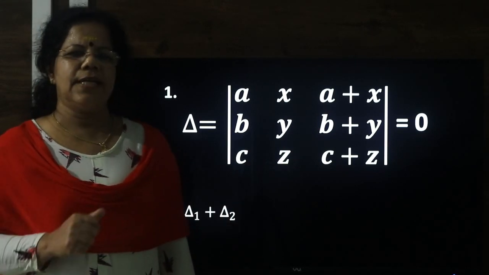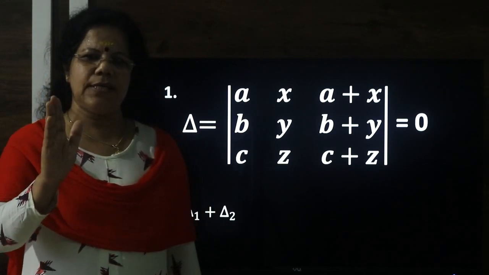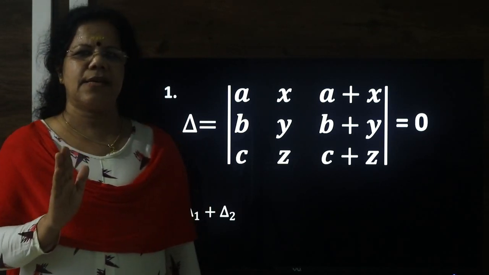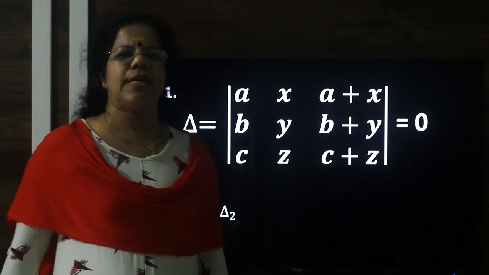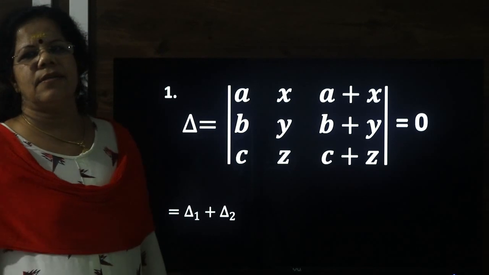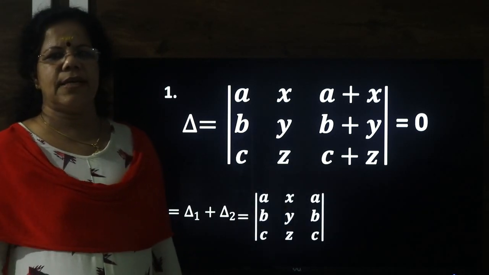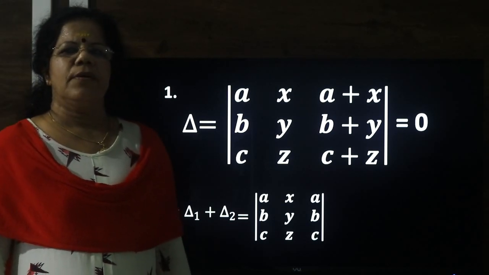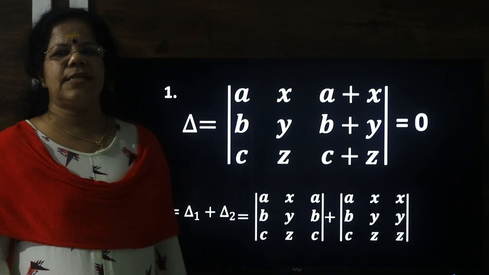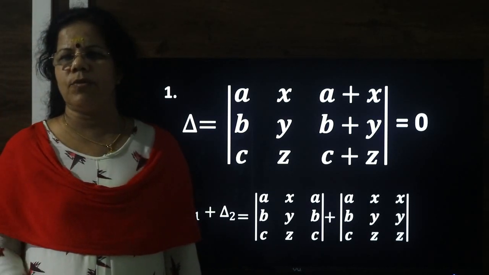And what is delta 1? It will be A, B, C and X, Y, Z, no change in the first and second columns. In the third column, in delta 1 we will write A, B, C. So delta 1 has columns A, B, C; X, Y, Z; and A, B, C. Then delta 2 will have columns A, B, C; X, Y, Z; and X, Y, Z. So clearly the determinant is the sum of two determinants.